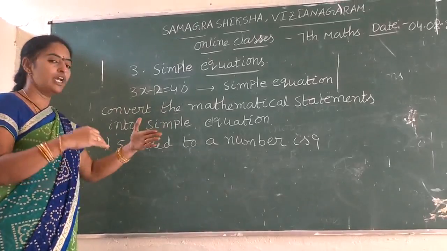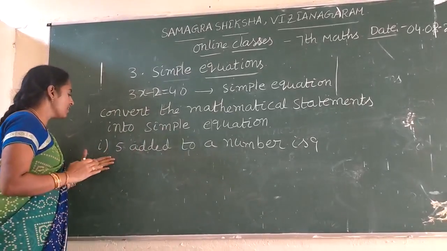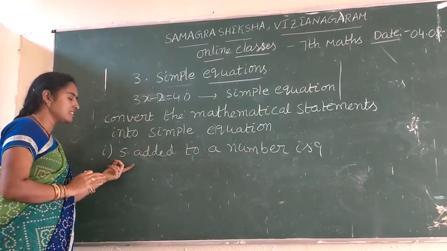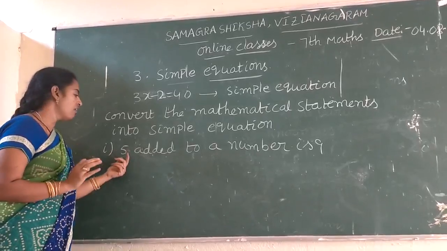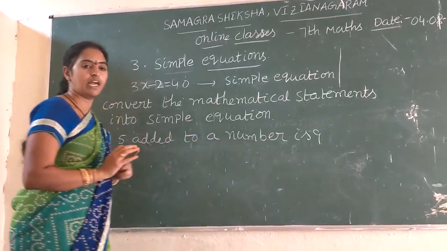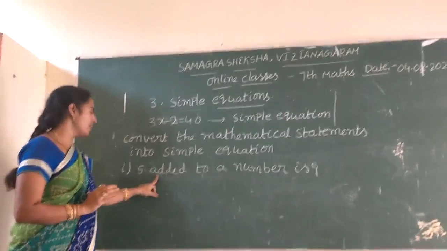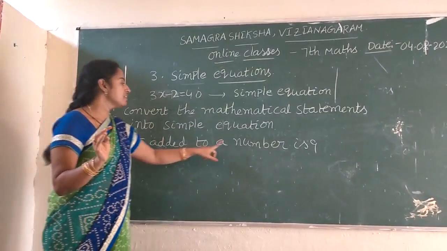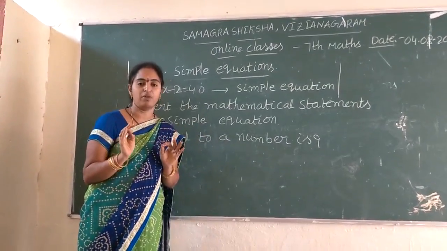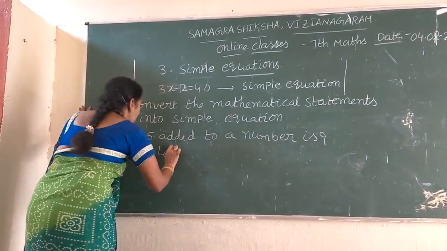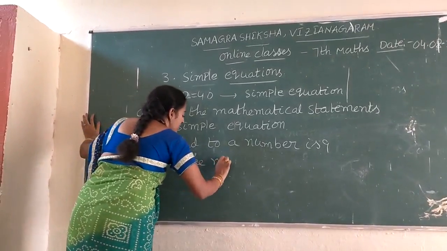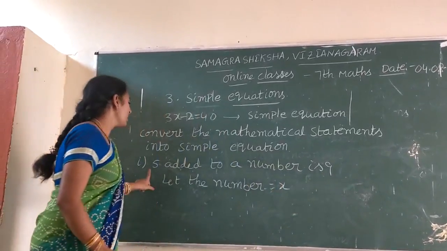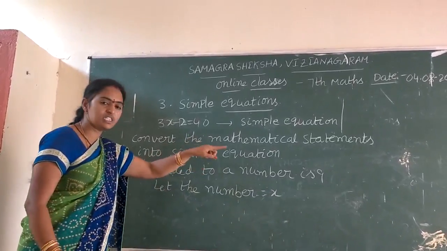Into a simple equation. For this, 5 added to a number is 9. Here, this is a mathematical statement. For converting this mathematical statement into a simple equation, let the number be a variable, that is x. So let the number equal x. Next, 5 added to that number is equal to 9.